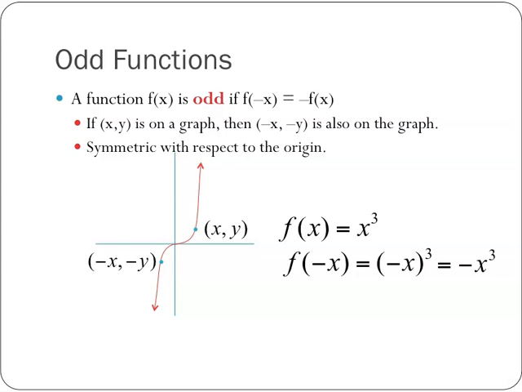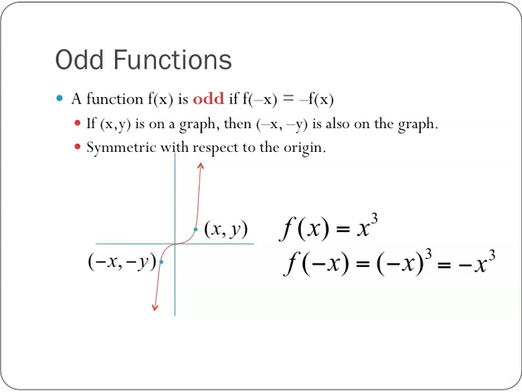Now you're not always going to have one or the other. You might have something that's completely different, which simply means it's neither an even function nor an odd function. Not all functions are going to be one or the other. Now just as a note, we saw that an even function was symmetric with respect to the y-axis. An odd function is symmetric with respect to the origin.